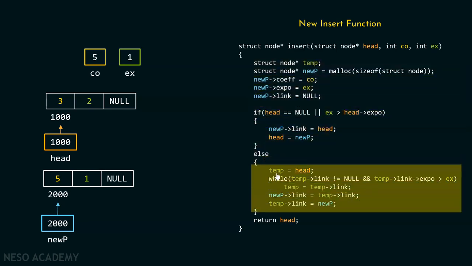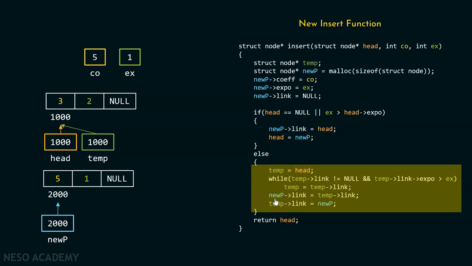This means that temp is updated by head. You can see that I have declared a temp pointer over here. This temp pointer is required for the traversal, right? So temp is updated by head, which means that now temp is holding this address 1000. After this, the while loop will get evaluated. You can see that temp link is equal to null. Therefore, this piece of code will not get evaluated because this condition is not satisfied, right?